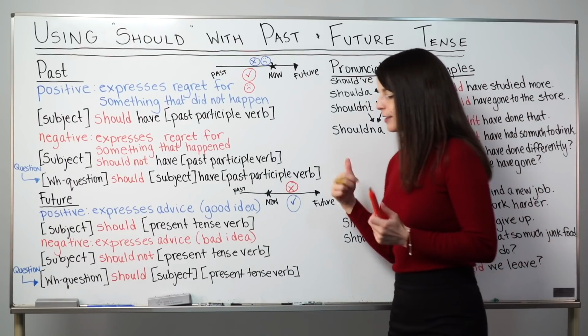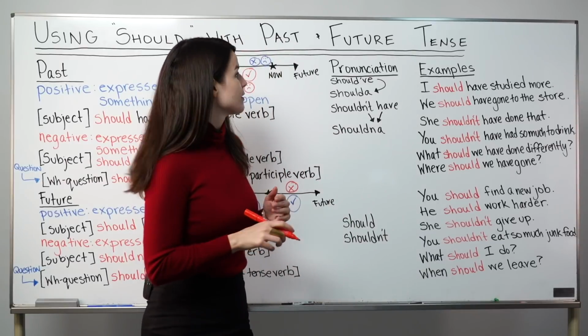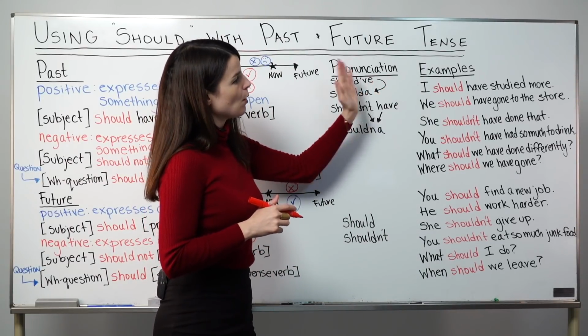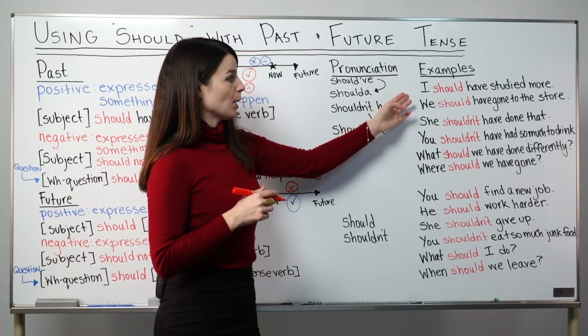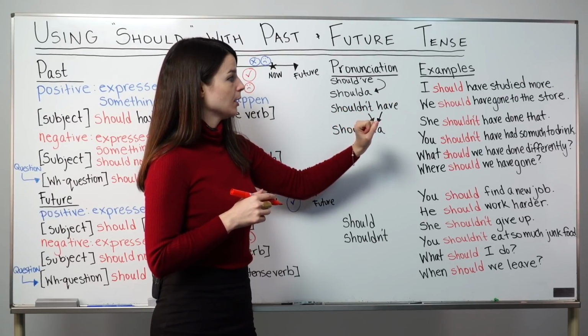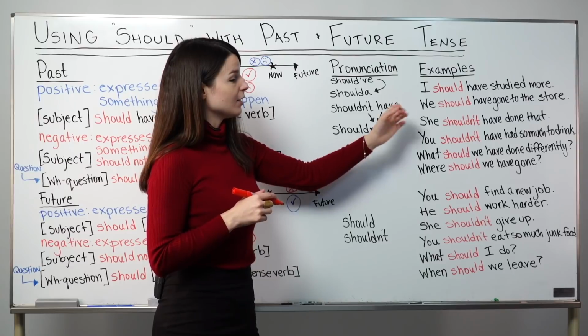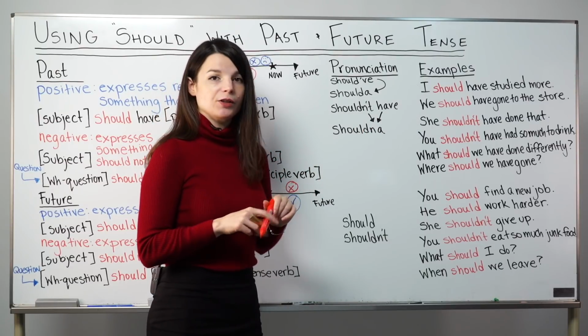So let's take a look at some examples that use these patterns. First, let's look at two positive statements. I should have studied more. And we should have gone to the store.